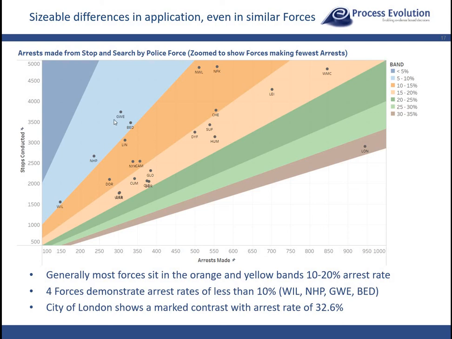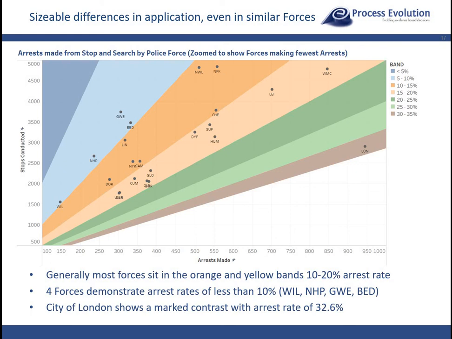We have 4 forces in this light blue, showing an arrest rate of between 5 and 10%. Wiltshire, Northamptonshire, Bedfordshire and Gwent. So that's interesting to understand why they might be slightly different. We also see a main outlier here as the City of London, where the arrest rate is almost 1 in 3, so between 30 and 35%. It's quite evident here that across these forces there have been quite different ways of applying stop and search policies.